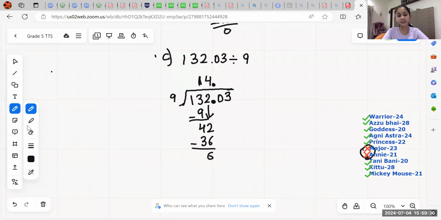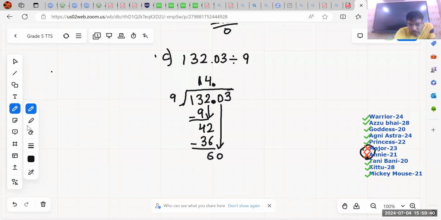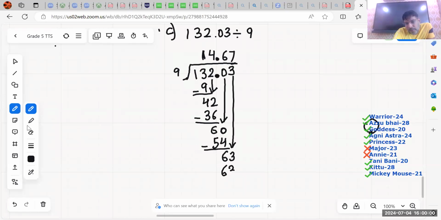Yes, sir. Sir, I didn't take zero before three. I wrote then, okay, then 60 will come. So 9 sevens are 63, 9 sixes are 54, and 3 will fall down. 9 sevens are 63. Any doubts?